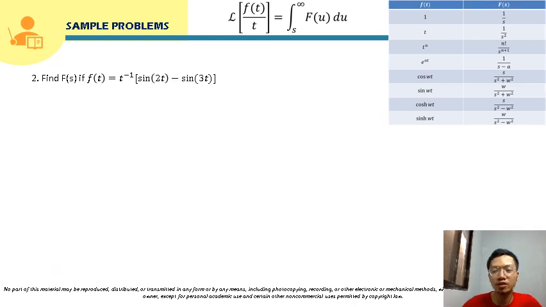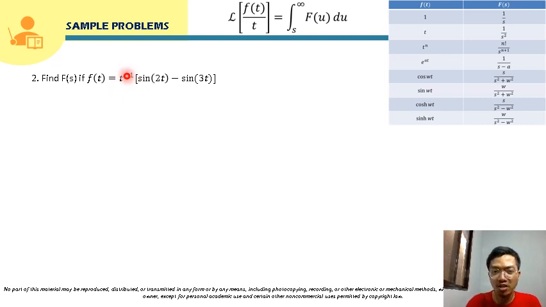Proceed now to number 2. Find F of s if f of t is equal to t raised to negative 1 times sine 2t minus sine 3t. For our given, this is actually a product of t raised to negative 1 and sine 2t minus sine 3t. As we know, this t raised to negative 1 is just equivalent to 1 over t.